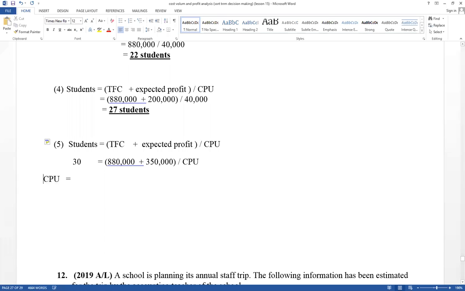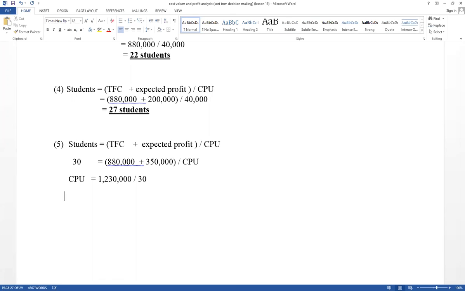Contribution per unit equals, this one take this side, this one take the other side. Therefore, here total amount equals 880 plus 350. Total value equals 1,230,000 divided by 30. This is the contribution per unit, the new contribution. This one take this side, this one take the other side.